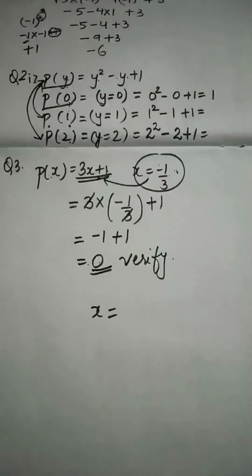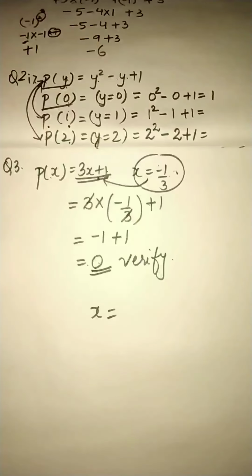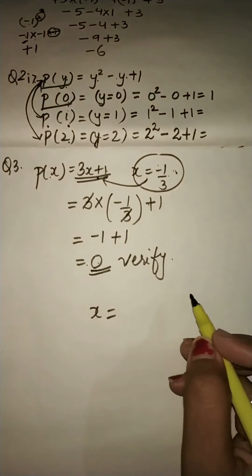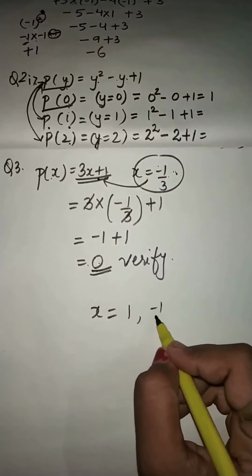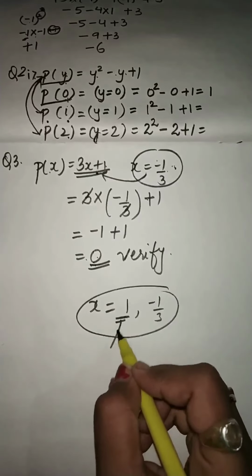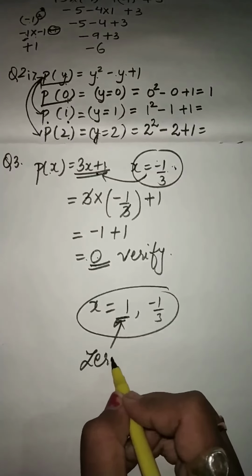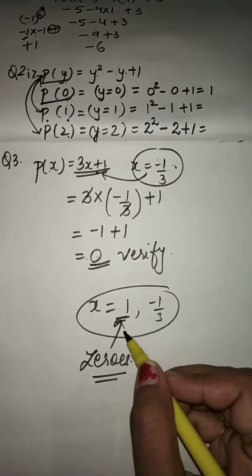Whatever value we are given of x, if 1 or minus 1 upon 3 or anything, that means we have these as zeros. What do we have these as? Zeros of the polynomial, of any given polynomial. This is one 0 and this is another 0.